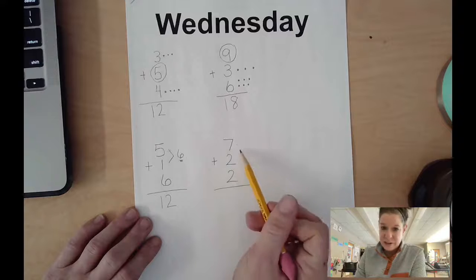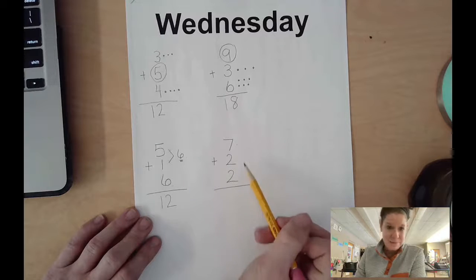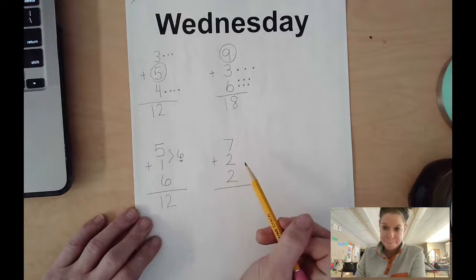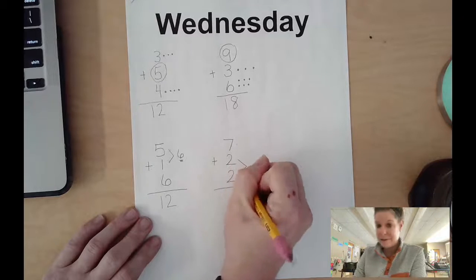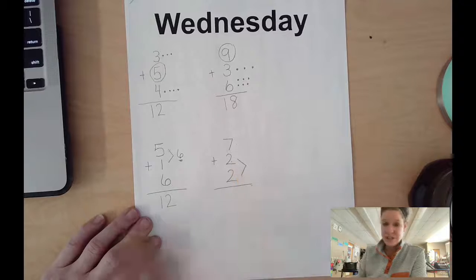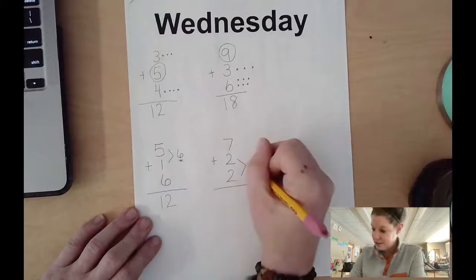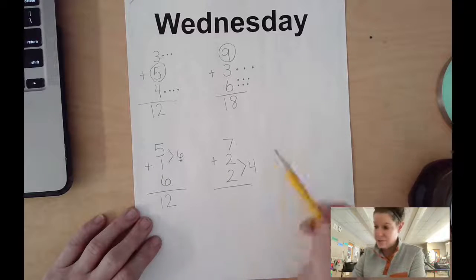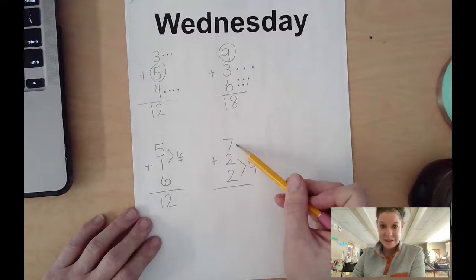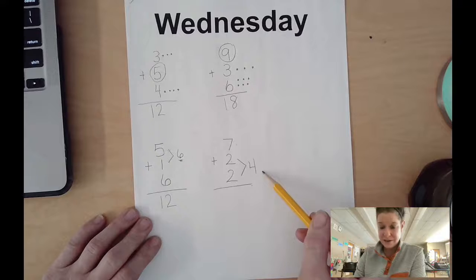Now, first of all, I could look to make a 10. But can I make a 10 out of these numbers? No. But what I can make is a double. Right away, you should know 2 plus 2 is 4. And now you're left with 7 plus 4.